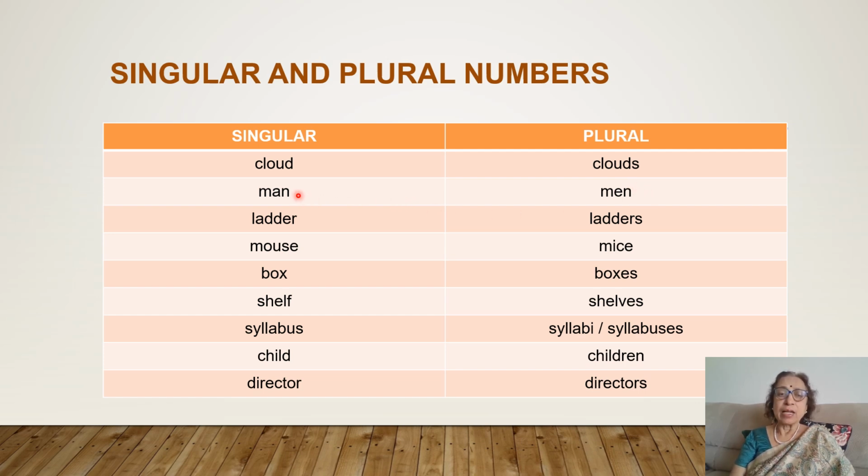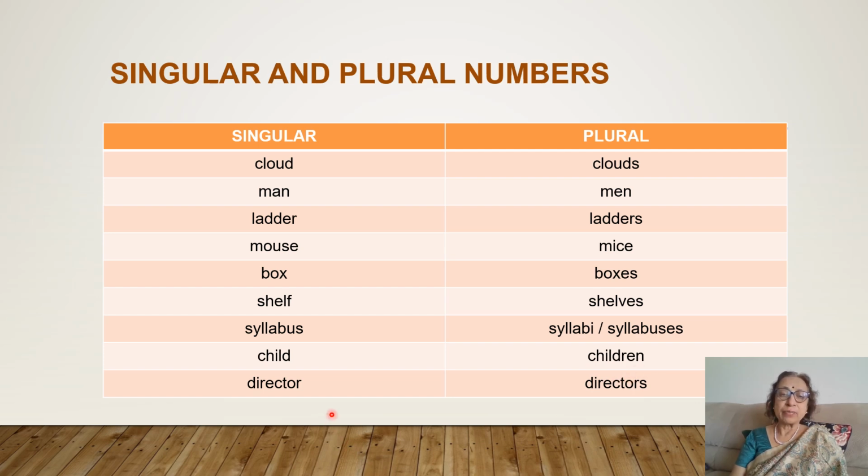The vowel which is inside A becomes E. Then mouse becomes mice. OUS changes to IC. Then you have shelf. F becomes VES. Then you have syllabus. US becomes syllabi. Syllabi has also another form, and that is syllabuses. Both are accepted forms. Then child becomes children.